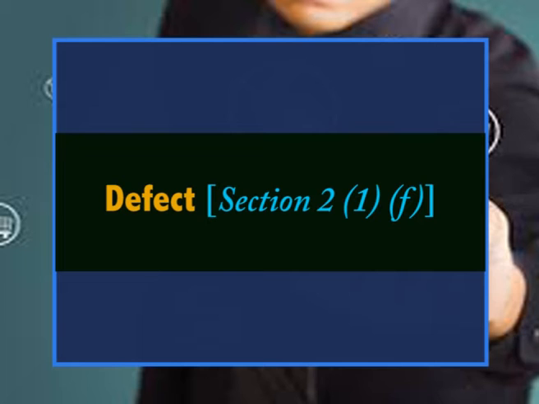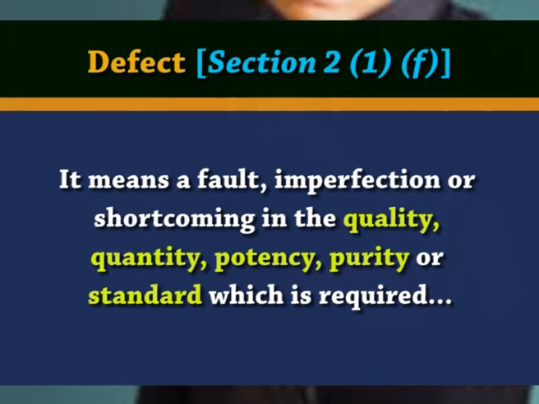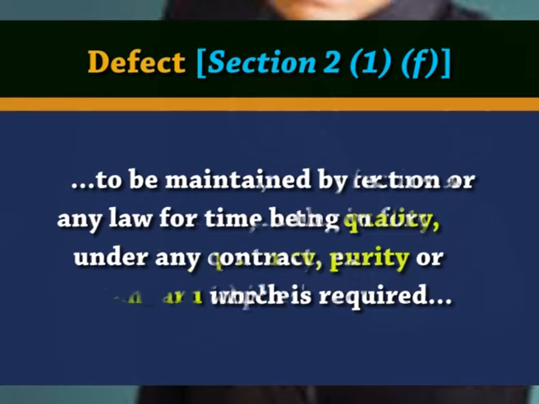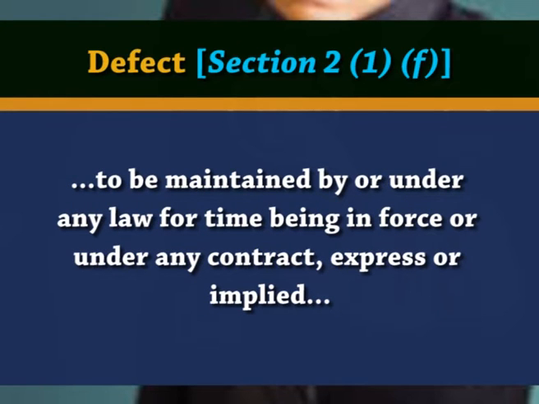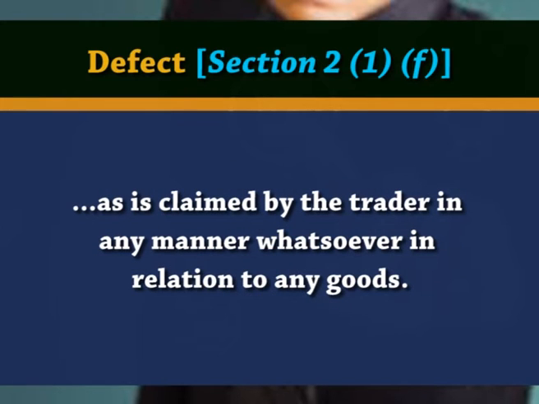Then we will discuss the term defect, which is defined in section 2 subclause 1 subclause F. It means a fault, imperfection or shortcoming in the quality, quantity, potency, purity or standard which is required to be maintained by or under any law for the time being in force or under any contract, express or implied, or as is claimed by the trader in any manner whatsoever in relation to any goods.